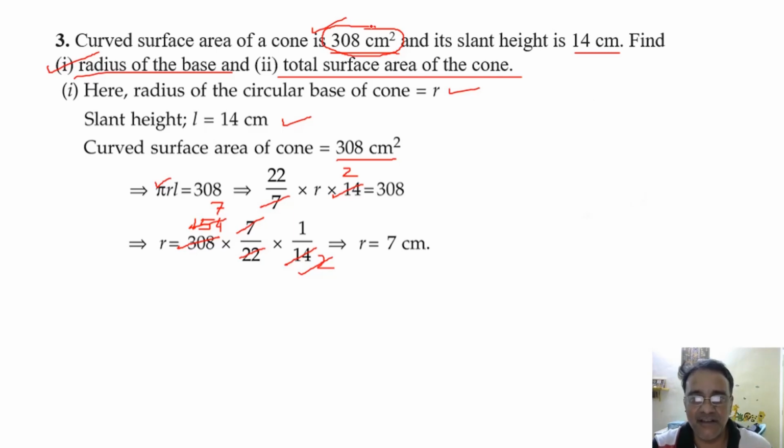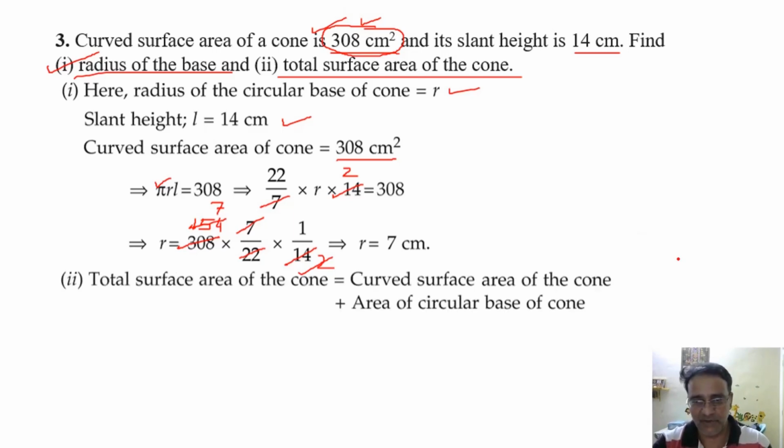So already curved surface area is with us, that is 308 centimeters square. So again no need to use the full formula, right? Curved surface area of the cone plus area of base. So 308 plus pi r square. Whether this is clear? Yes, sir. You can use that formula also, pi r into r plus L. That formula also you can use it.